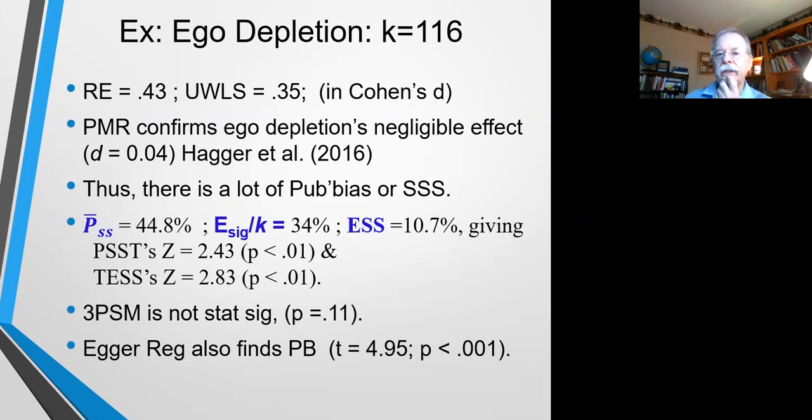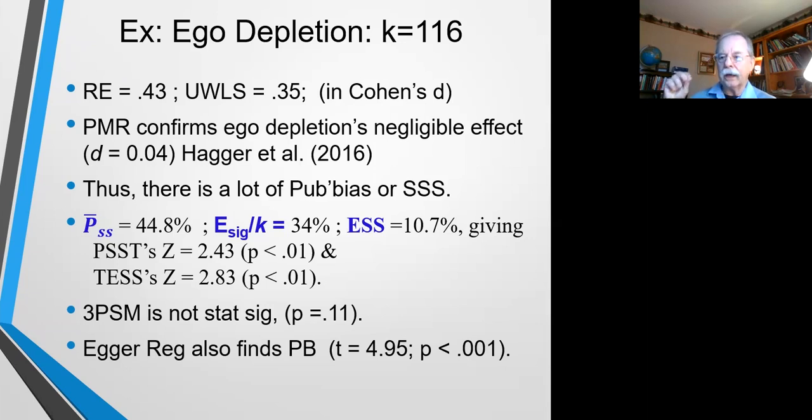Okay, returning to the ego depletion results. Random effects has an effect of 0.43, nearly a medium-sized effect. The unrestricted weighted least squares is 0.35, as already mentioned. There's been a large-scale replication that found no effect here for ego depletion. Thus, we know there's a lot of publication bias and hence selection for statistical significance. We observed in these 116 estimates that 45% of them were reported to be statistically significant. We would expect only 34% of them to be statistically significant, giving excess statistical significance to be 10.7%.